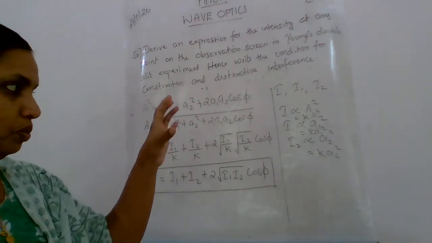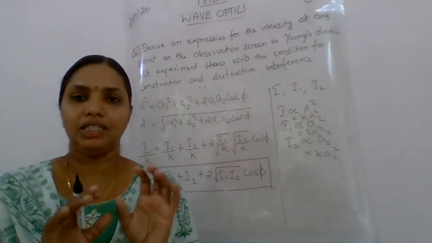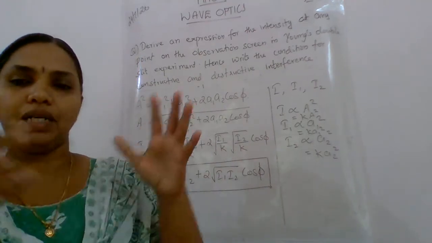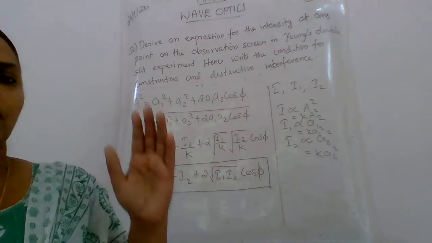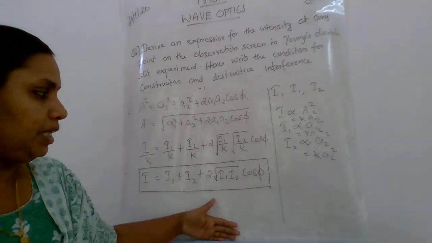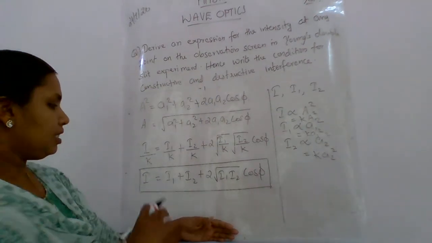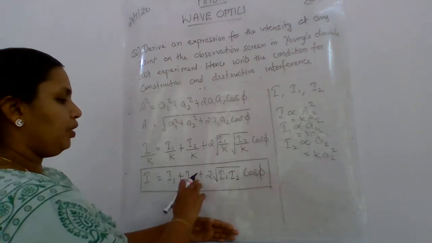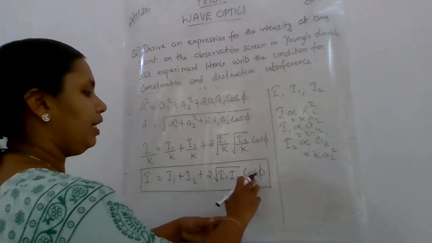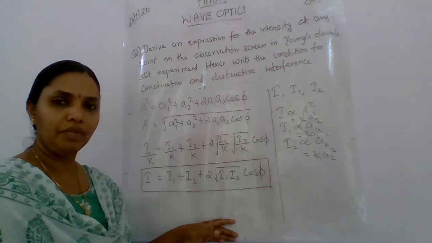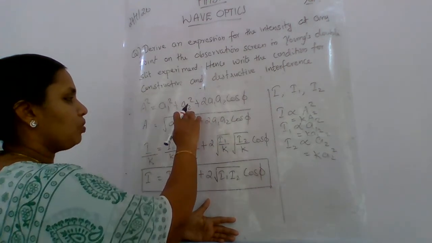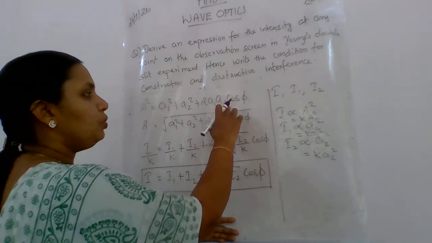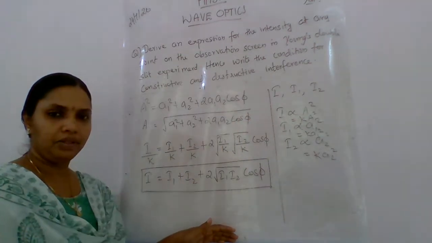That is, from the two slits, waves are coming. Just imagine, from the two slits the waves are coming. They are superposing and they are falling on the screen. Okay, while falling on the screen, what will be the intensity? Intensity will be I1 plus I2 plus 2 root I1 I2 cos phi. Okay, and amplitude is A square is equal to A1 square plus A2 square plus 2A1 A2 cos phi.